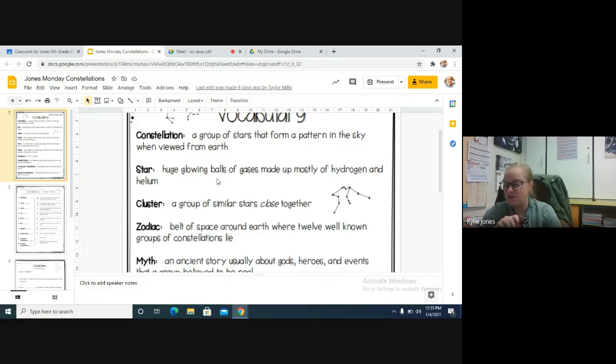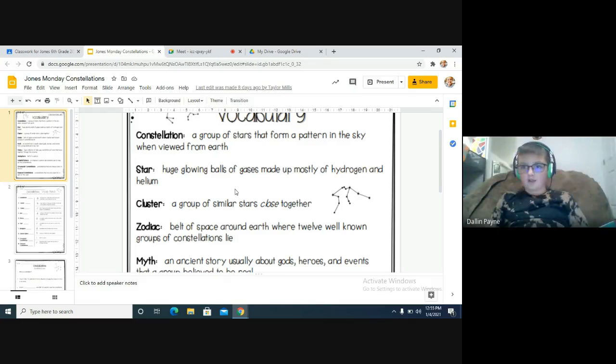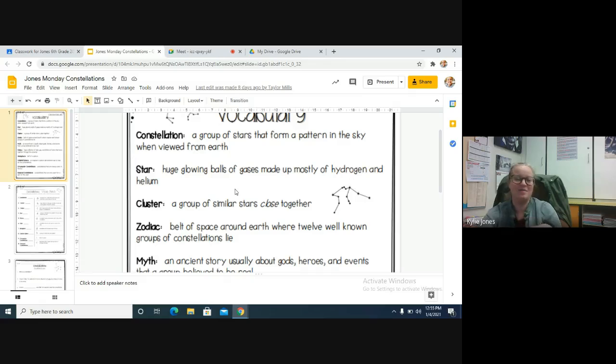So if you think about Orion, Dallin was talking about Orion's belt, which has 3 stars right next to each other. That is a cluster. That's a group of similar stars. Or the whole sky, it's a cluster of stars. Technically, yeah, but they want like a couple of stars close together. That's what they mean by a cluster.